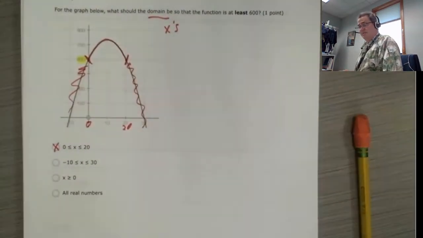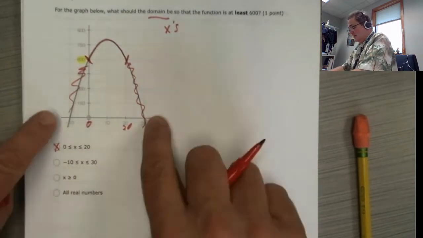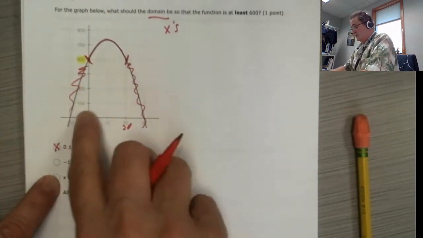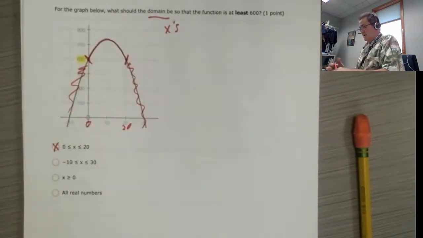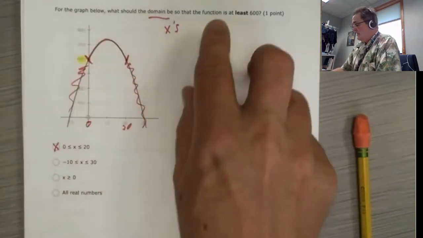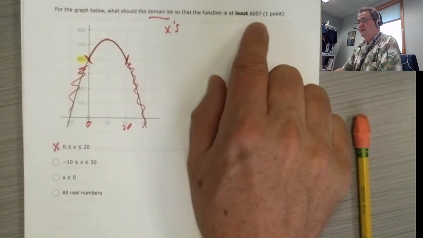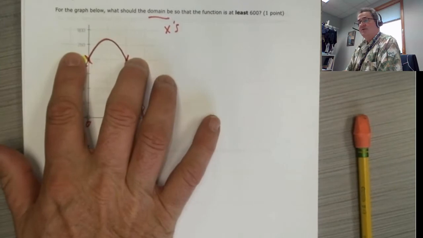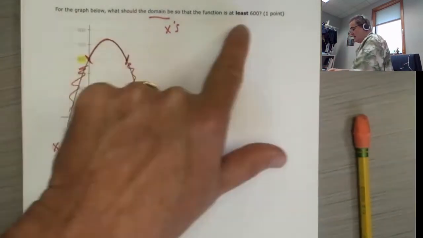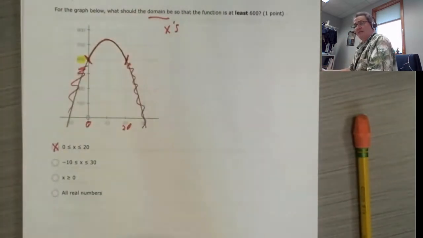It's at least. Now this is negative 10 to 30. Now that's the entire time it's above 0. This is everything greater than 0. And this is all real numbers. Now the graph itself has a domain of all real numbers. But when we limit it to when it's at least 600, then that shortens our domain just to that gap right there. So without this limitation, the domain would be from negative infinity to infinity.